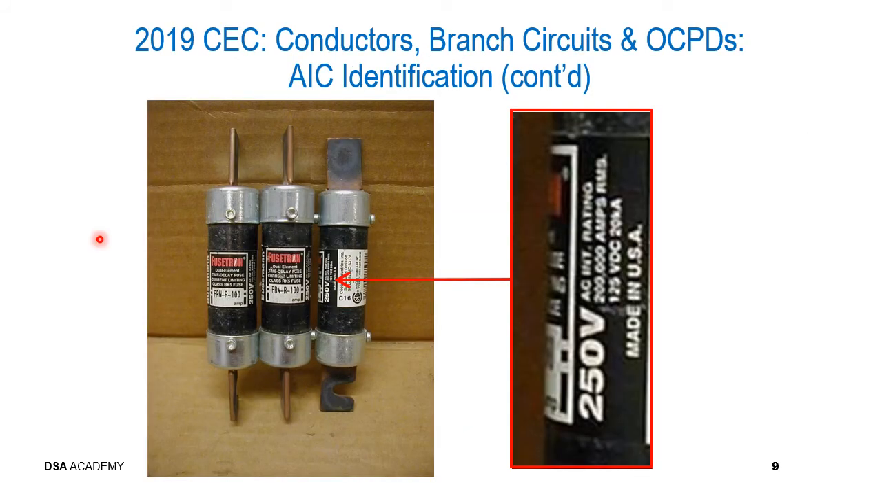These two images show a couple of pictures of some fuses. Now these fuses are rated at 250 amps. I know you can't see it too well here. Here's a little blow-up picture of what you can't see too well. But again, what it shows is these are 250 amp fuses. And the AIC rating on each of these fuses is 200,000 amps.